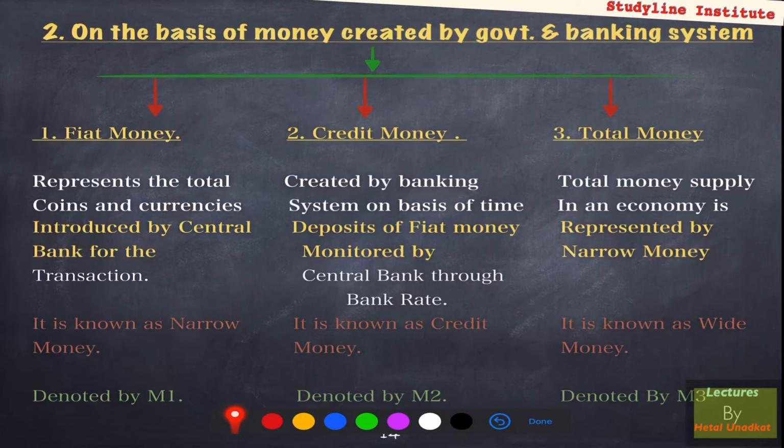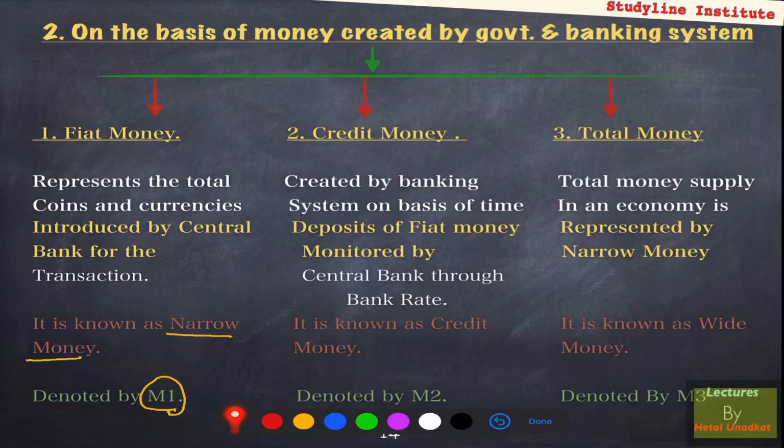Let's understand. First, the central bank gave us certain money. That money includes coin and currency. The money that the government, the central bank, gives us includes coins as well as currency. So it includes coin and currency. And fiat money is also known as narrow money. So it is narrowed down to coins and currency, denoted by M1.